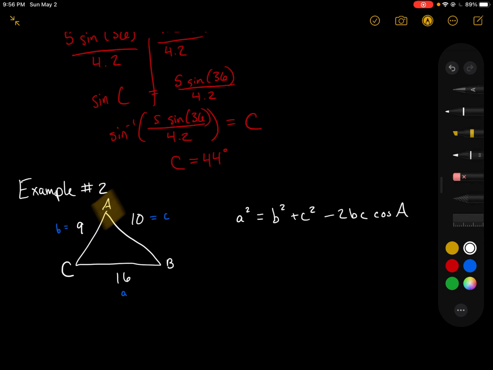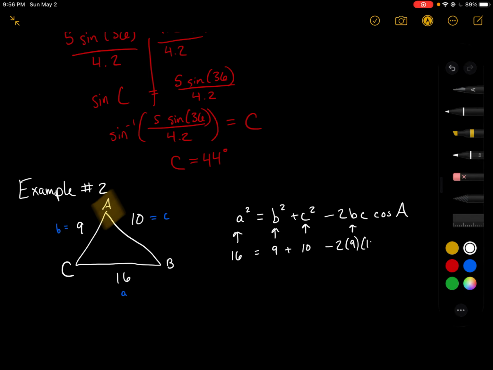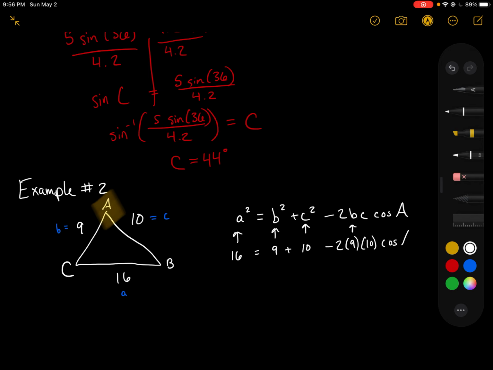So if we're going to start off with A, what that means is we're going to need to use the law of cosines that uses our A value first. This is the only one that has big A for our angle, so because of that, that's what we're going to put up there to start. So some things that we know: little a equals 16, little b equals 9, and little c equals 10.